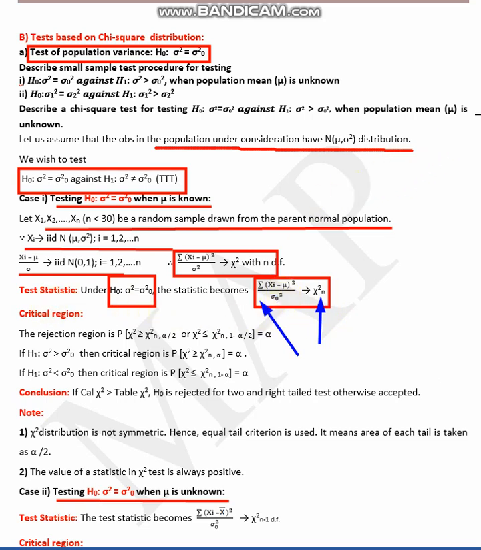So what is my rejection region? My rejection region becomes: if chi-square is greater than chi-square n, alpha by 2, since it is the two-tailed test, or if chi-square is less than or equal to chi-square n, 1 minus alpha by 2, with the total probability equal to alpha. This is my rejection region for the two-tailed test. And for a right-tailed test, suppose my alternative hypothesis is sigma square greater than sigma naught square, then my critical region becomes probability of chi-square greater than or equal to chi-square n, alpha equal to alpha.